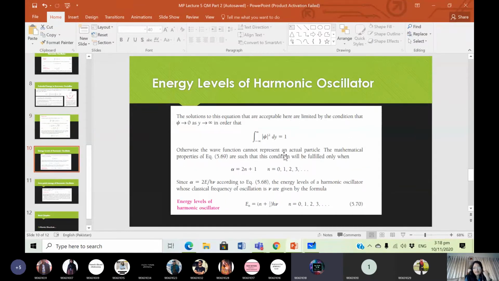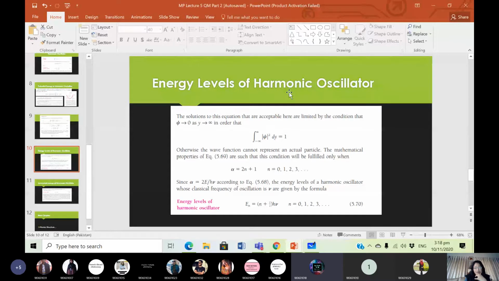But basically, if you have the normalization condition, which is the integration from minus infinity to infinity of psi magnitude squared dy equal to 1, this condition has to be satisfied, okay? So this can help to find the normalization constant. And then the mathematical properties are such that this condition will be fulfilled only when alpha is equal to 2n plus 1. Basically, we will study more detail in the quantum mechanics course, okay?